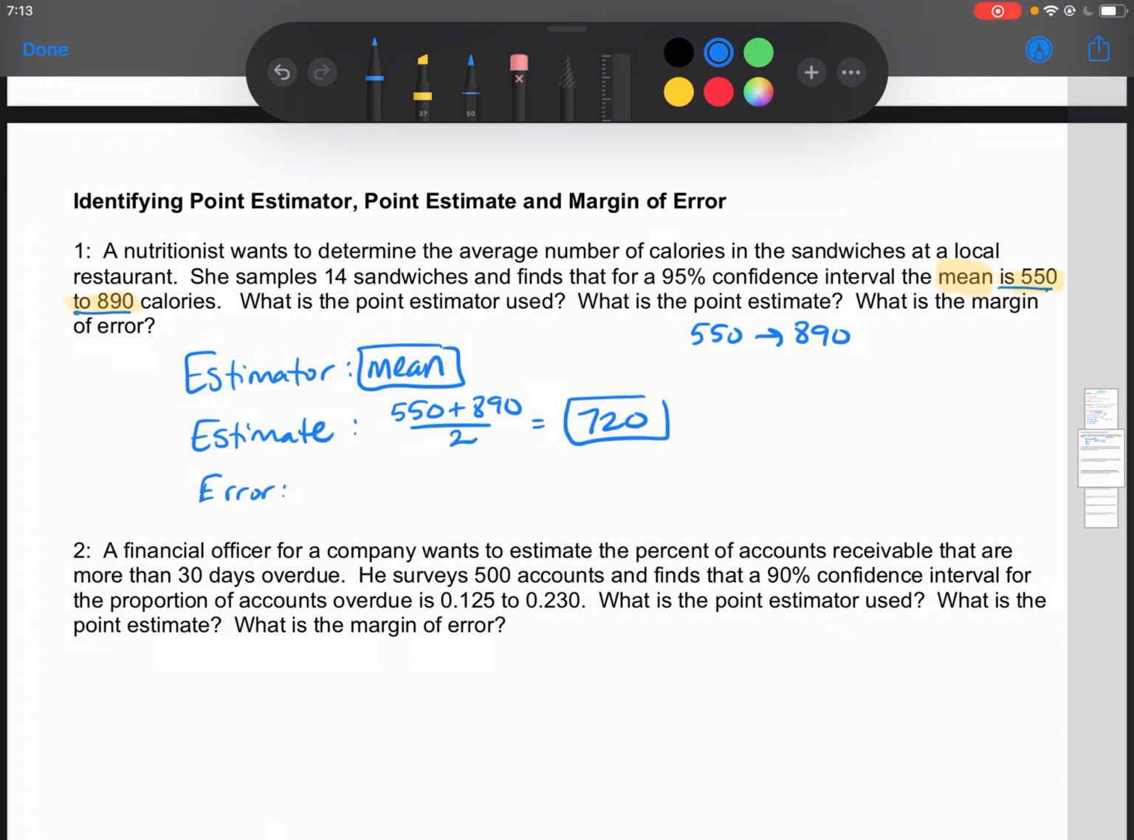And then the margin of error is just the distance you would have to travel from 720, because 720 is right in the middle of those two. So you're just finding the distance 720 is from either one of those. So I usually just subtract the smaller number from the point estimate, and it tells you the distance, which is 170. So that means I'd have to add 170 to 720 to get 890, and subtract 170 from 720 to get 550. So you're adding or subtracting that to get the confidence interval.